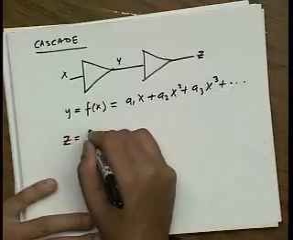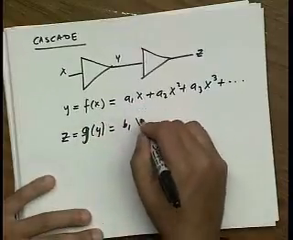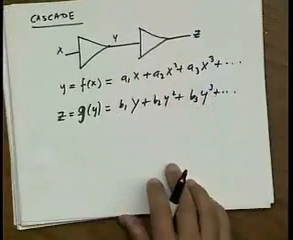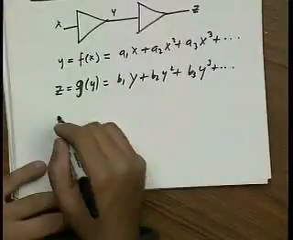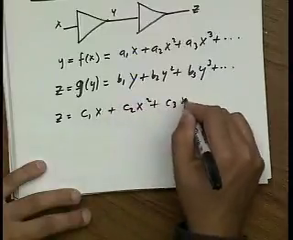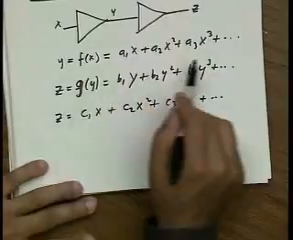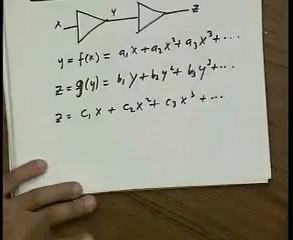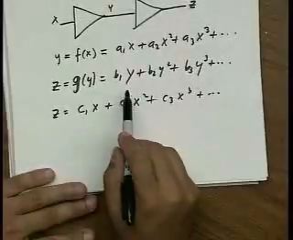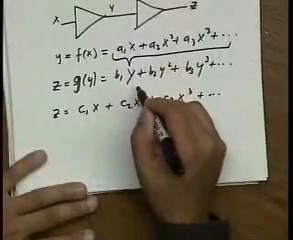And z is likewise another function g of y, which we can call b1y plus b2y squared plus b3y cubed. What we're really interested in is z, let's say c1 of x plus c2 of x squared plus c3x cubed. Okay? So if I cascade these two systems, and I know the individual Taylor series expansions, what's the overall Taylor series expansion? Okay, and that's actually quite simple. All I need to do is substitute this series for each y.